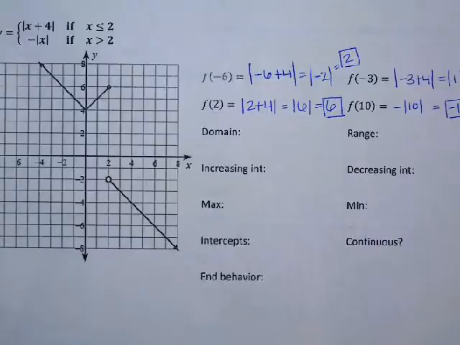For the domain, what do I have to look for? X values. I look from left to right.